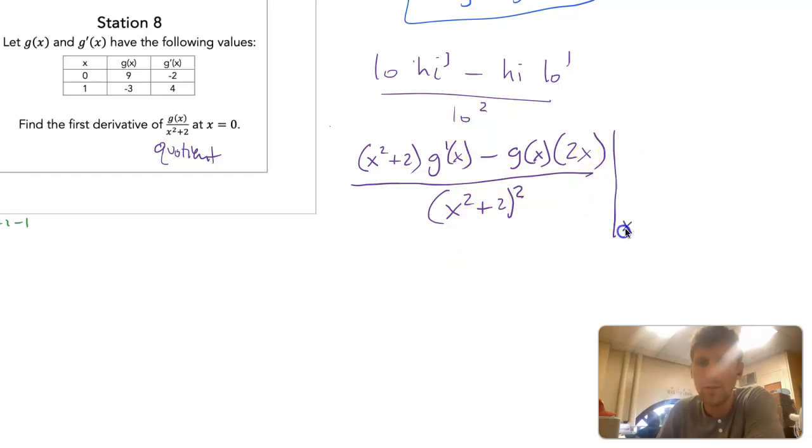And then I'll use my evaluation notation. We want to evaluate this at x equals 0. So we found the derivative using the quotient rule. Let's plug in 0 now.